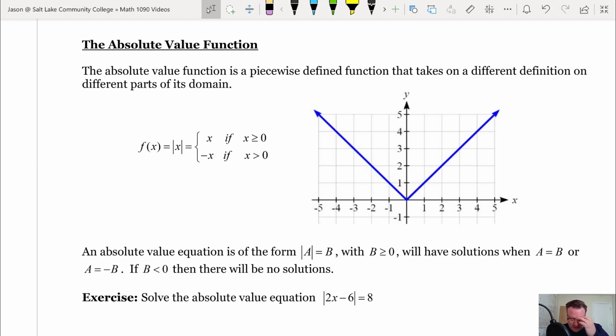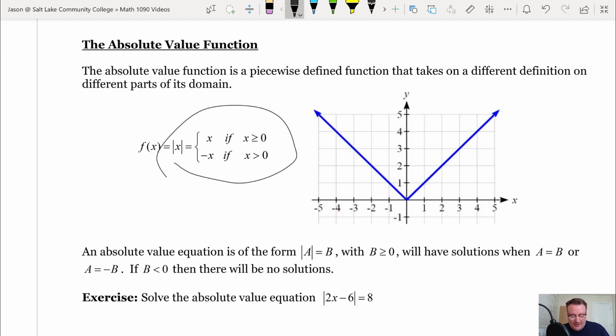And it is this piecewise defined function. So this definition really here is the key to understanding the absolute value function. The absolute value of x is x if x is greater than or equal to 0. So in other words, if the expression inside of the absolute value is positive, then you just get out whatever was in the absolute value expression. If the expression inside is negative, then you have to take the opposite of it.